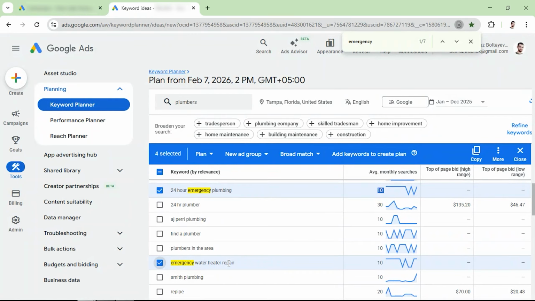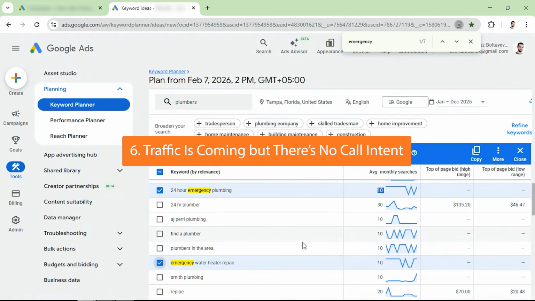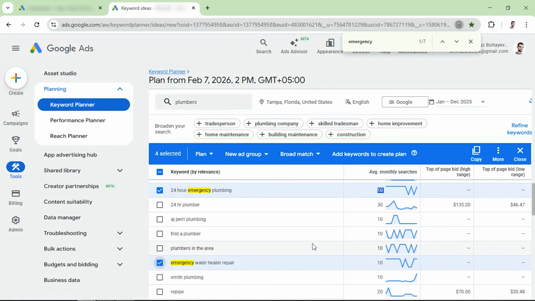And overall, you should stay profitable by running those kind of higher intent, higher search volume keywords. And the next problem you might be facing is you are getting traffic without a problem, but they're not turning into phone calls. So that means you might have a traffic quality issue.